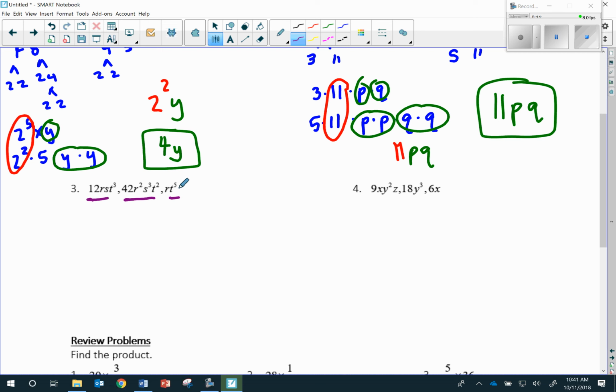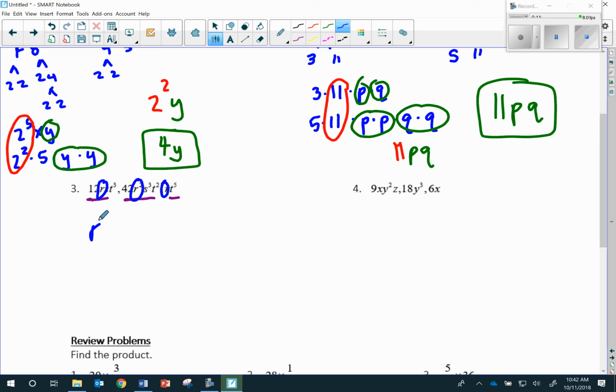R is a variable that they all share. However, there's 1 r here, 2 here, and 1 here. So we will start off by writing the shared variable of r. Next, we can look at t. Or next, we can look at s, I'm sorry. The first monomial has 1 s. The second has s cubed. However, there is no s in the third monomial, so s would not be a shared factor.